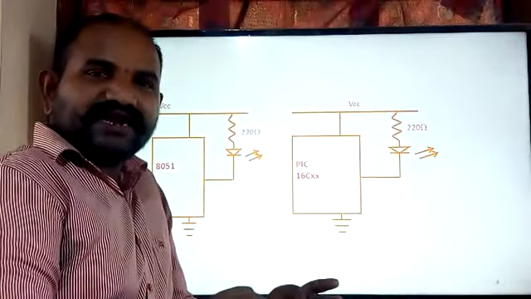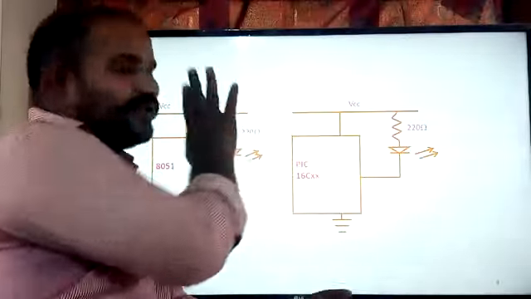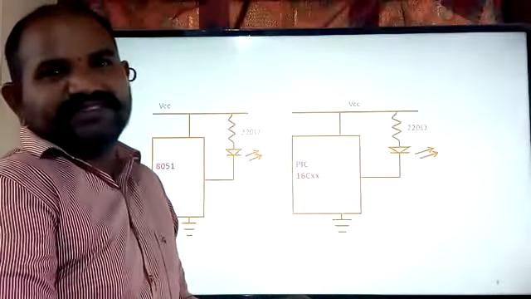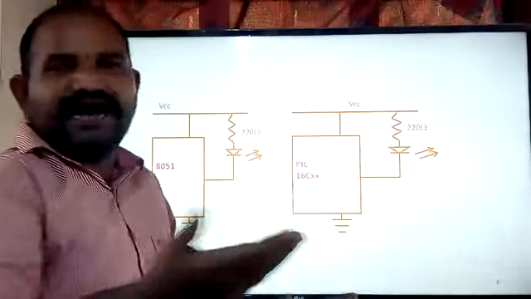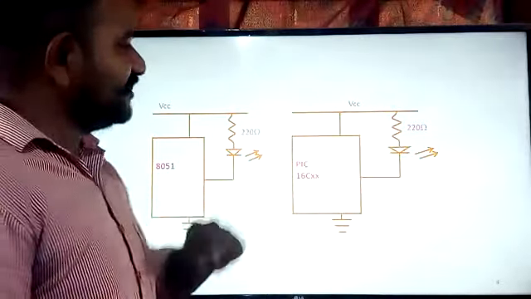Why should it be interfaced along with the 220? To reduce the current passing through the diode, we are using the resistor. That resistor may be 220 ohms or maybe 330 ohms. As per this diagram, I'm just using 220 ohms. Now, when you would like to glow the LED, what are you supposed to do?